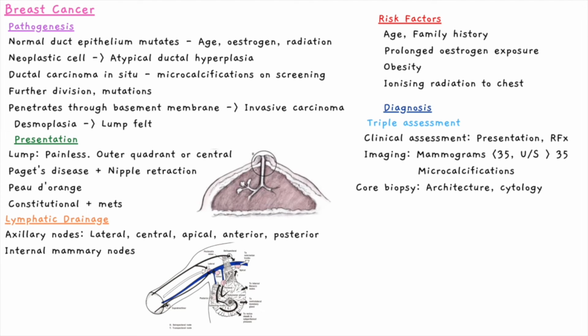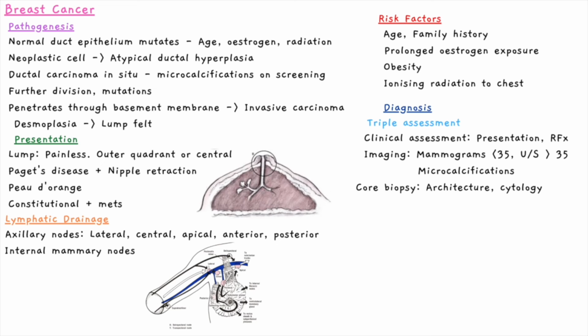Diagnosis is classically done via triple assessment. So the first component is clinical assessment, where we consider the presentation of the patient, the signs and symptoms, as well as the risk factors. Imaging is then done, so mammograms if the patient is less than 35, and ultrasound if the patient is greater than 35, because the younger breast may have increased calcium deposits, and you don't want to get it confused with the microcalcifications of the tumor, which you're trying to pick up.